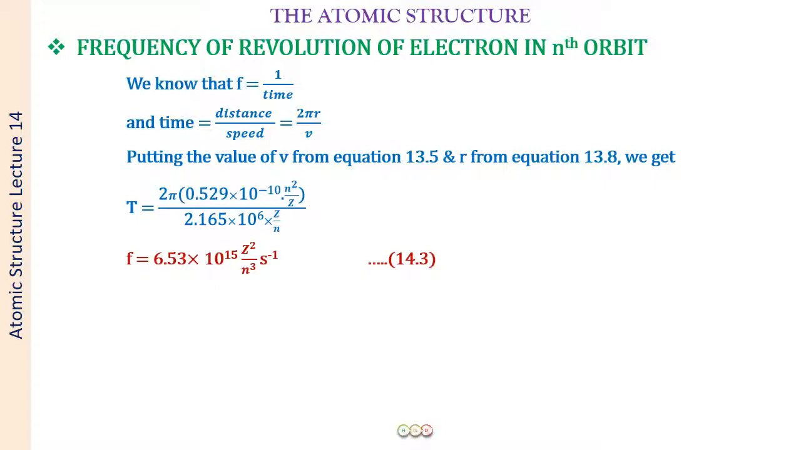Frequency is going to be 6.53 into 10 power 15 z square by n cube second inverse. So the frequency of revolution is directly proportional to z square and inversely proportional to the cube of the number of the orbit. Alright, so I hope this relation is also clear to you. It is asked sometimes in the examinations.